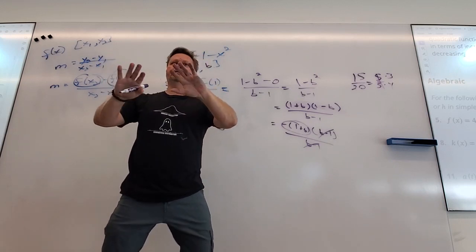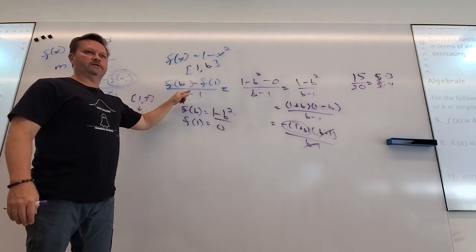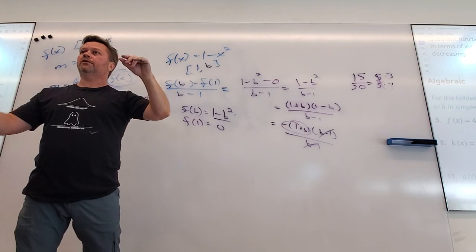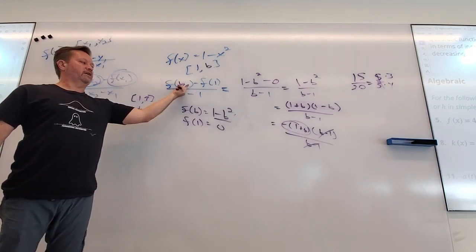So this process is always the same: y2 minus y1 over x2 minus x1. Same old slope stuff we've done before, except now we're going to write it better. How do we get y stuff? Well, we plug the x stuff in.